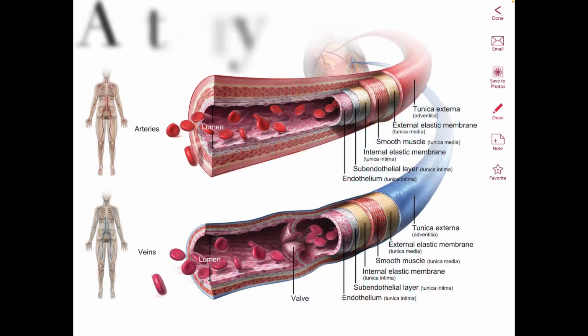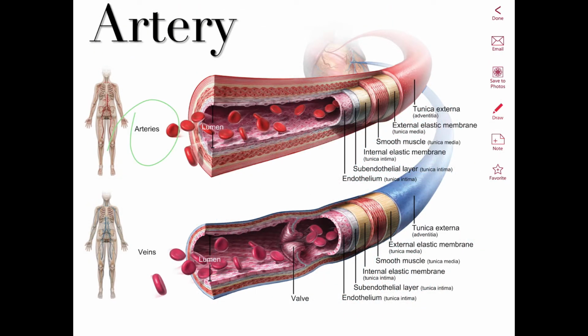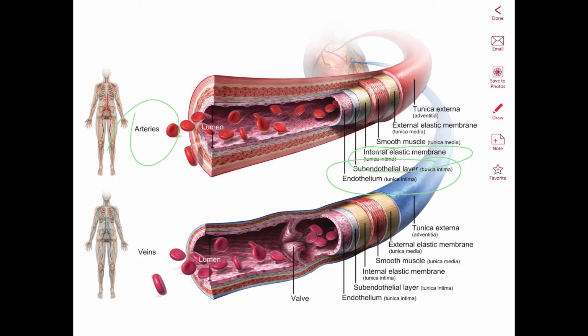The walls of arteries are composed of three layers. The innermost layer is the tunica interna or tunica intima, which you can see right here. It consists of simple squamous epithelium, called the endothelium, a basement membrane of connective tissue, and a thin elastic connective tissue known as the internal elastic membrane. Bordering this membrane is the next tunic called the tunica media, which is right here.